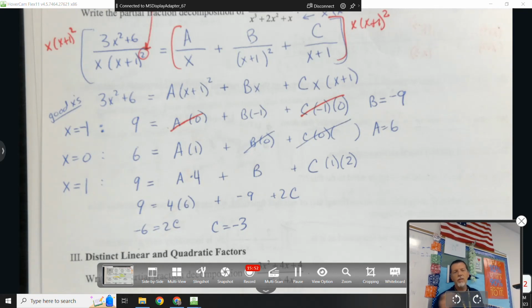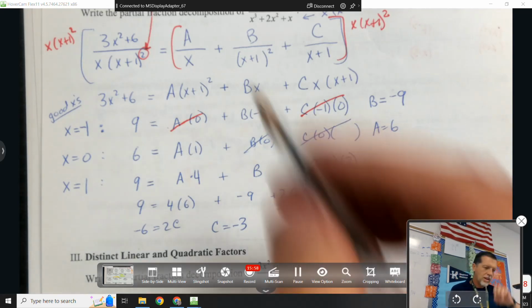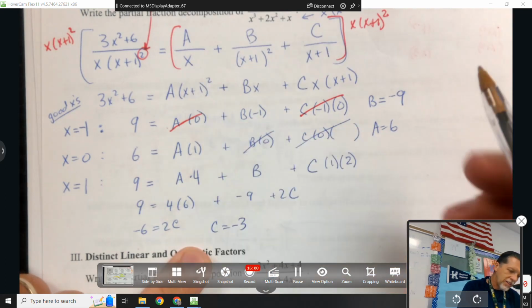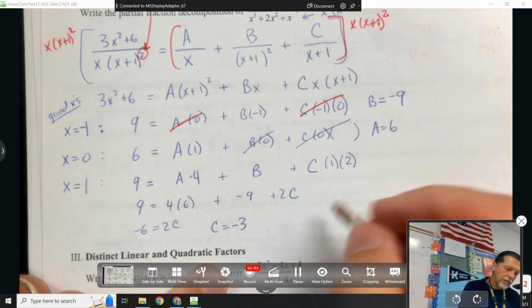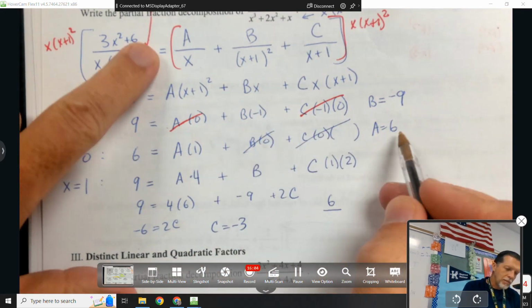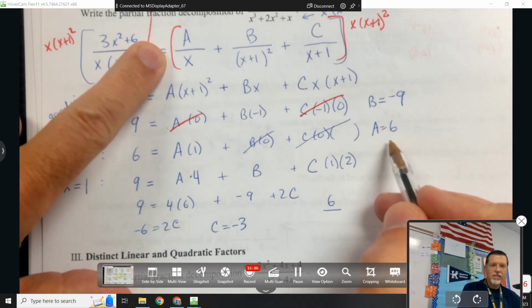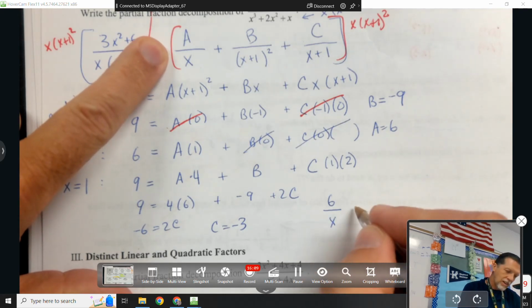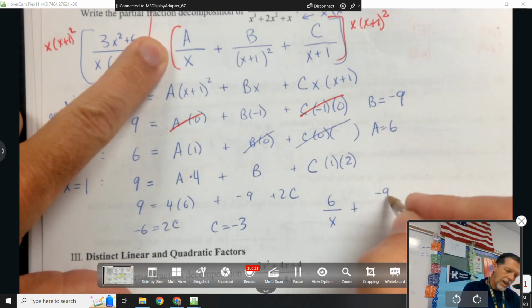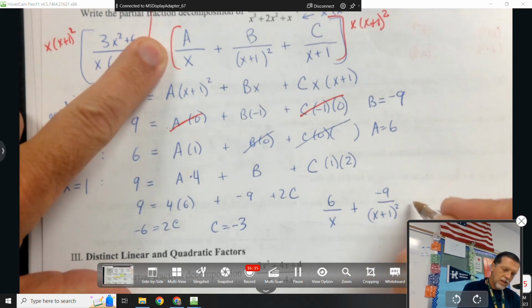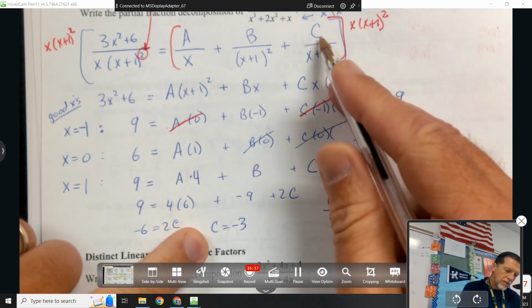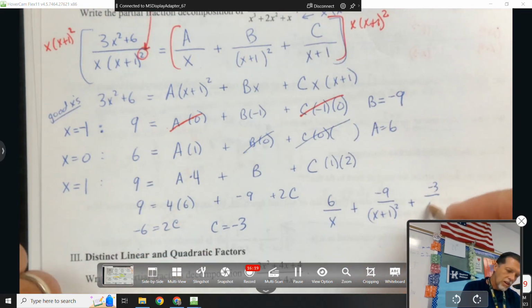All right. The hard part's over, but again, Jeopardy, I still have to answer in the form of a question, give the answer in the right format. So a over x, again, just make sure you're careful on matching up your letters with the right fractions. So 6 over x plus negative 9 over (x plus 1) squared plus negative 3 over x plus 1.